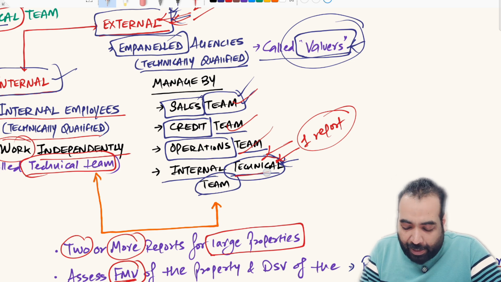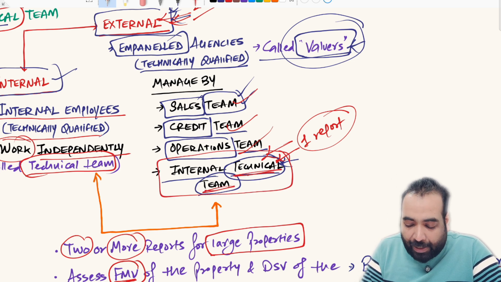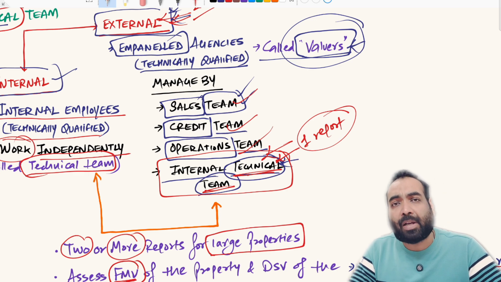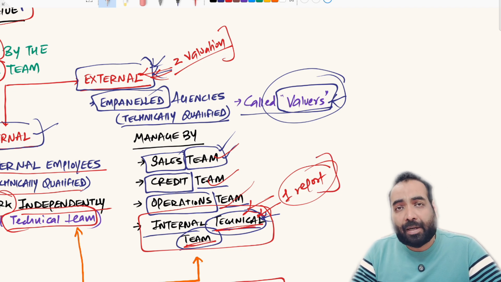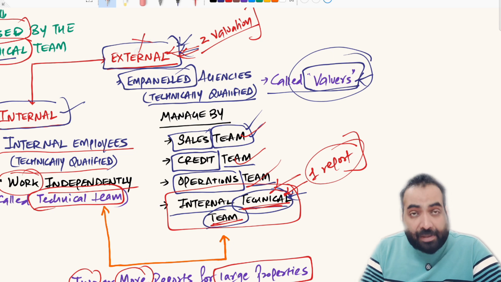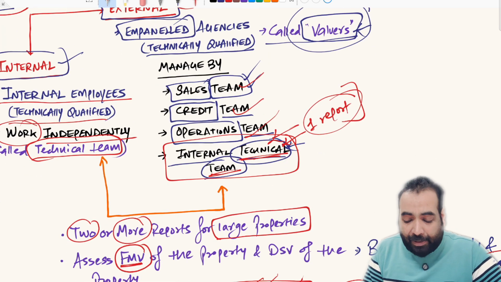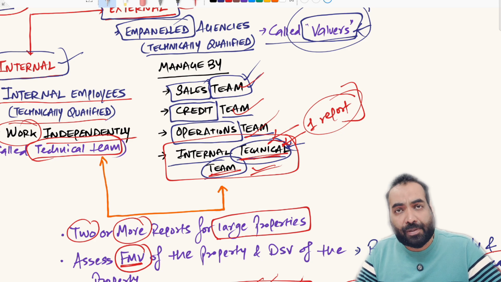They can, because they are technically equally qualified also, they can ask them to go in the market and assess for themselves what is the property value. So they can finally take the lower of the 3 as the final market value. While in some banks, there are no external agencies and all the valuation part is done by the internal technical team only, because they are equally qualified to do the valuations, right?